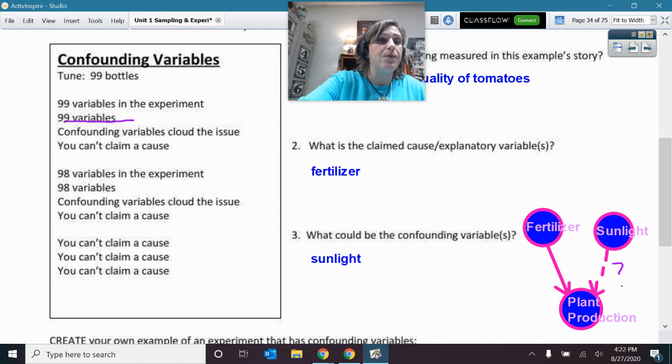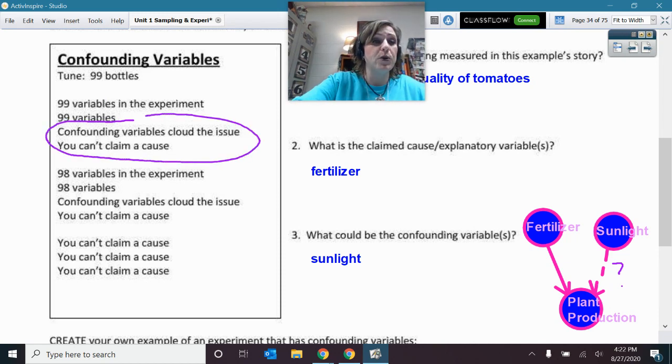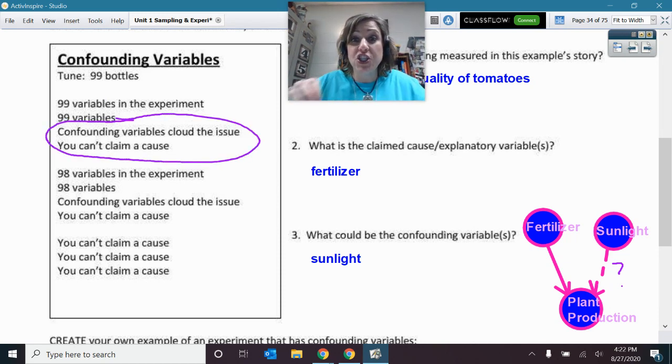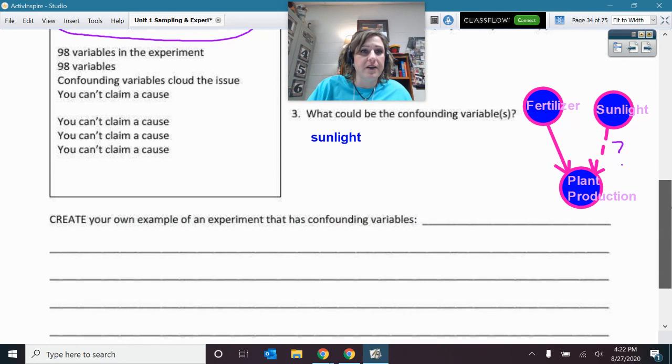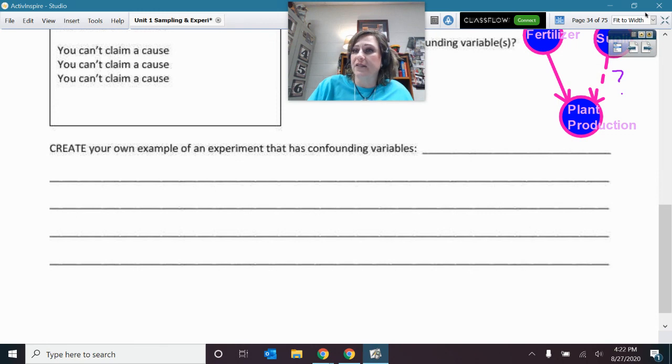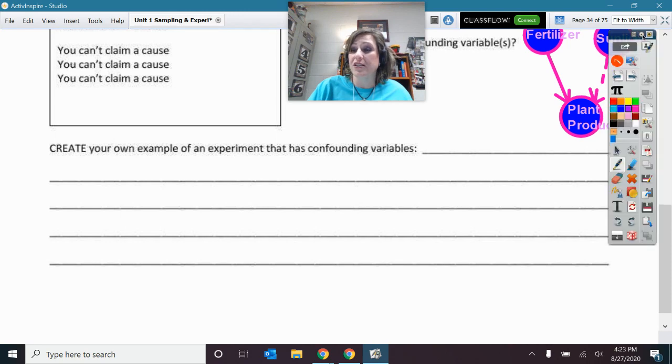Okay, so here's the key. Confounding variables cloud the issue. You can't claim a cause. So we had those two variables. We couldn't claim which one was the cause of the increased plant production. And then 98 variables in the experiment, 98 variables. Confounding variables cloud the issue. You can't claim a cause.